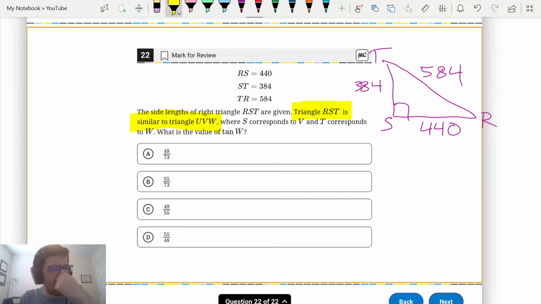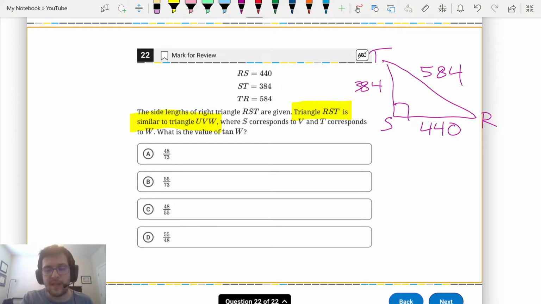So you got to remember that similar triangles, all the corresponding side lengths are proportional and all the corresponding angles are equal. So this one, lots of people forget about the angles part. This one is testing you on the fact that corresponding angles are equal. So you don't have any of the side lengths for the other triangle, so you can't figure out what the side lengths of the other triangle are.